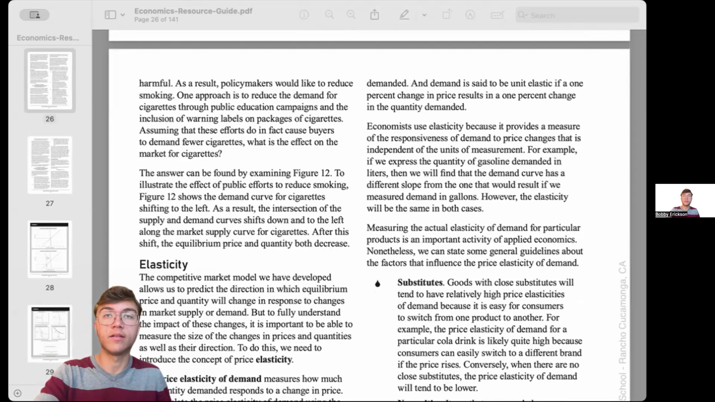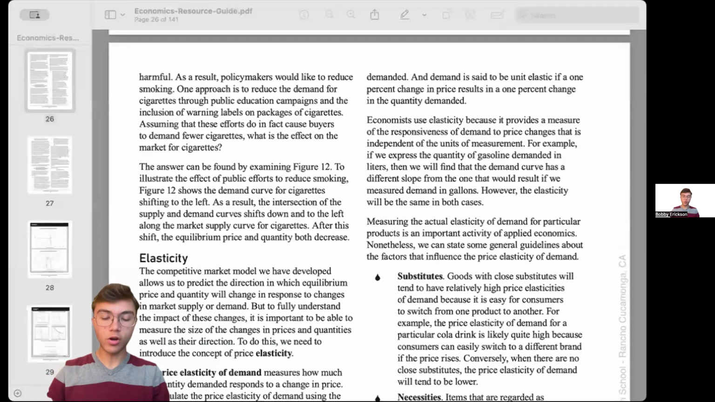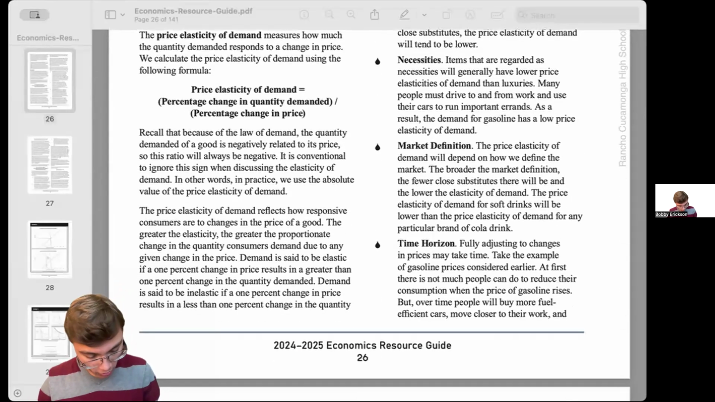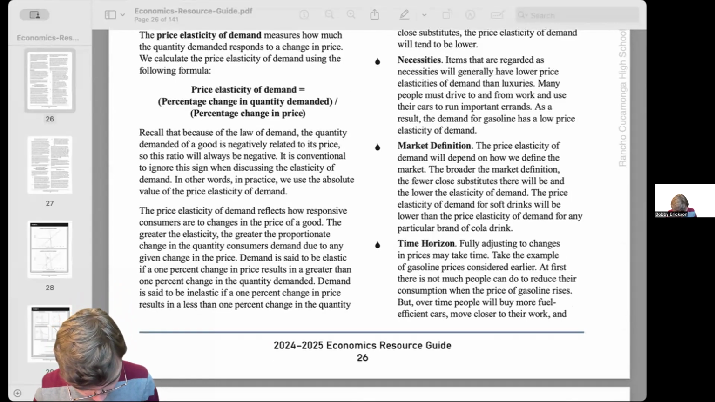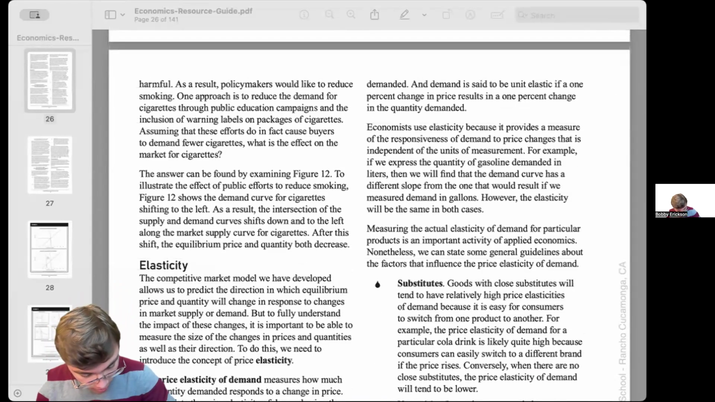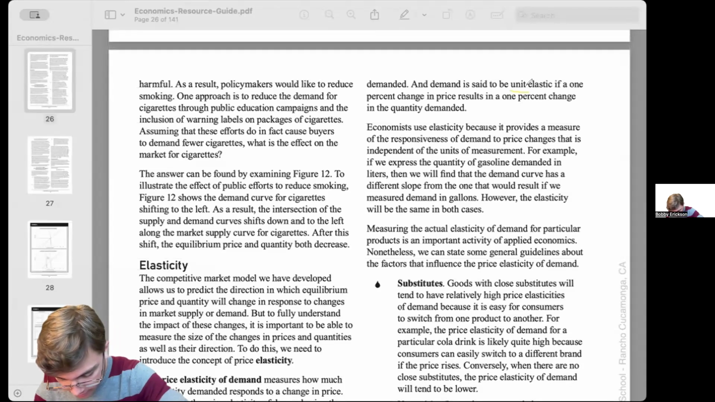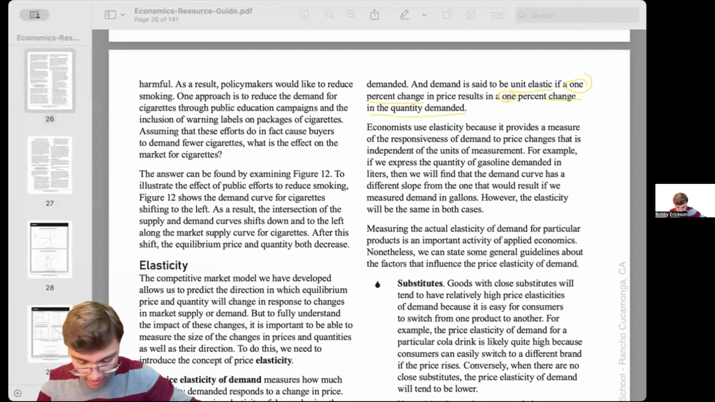we're going to have an inelastic demand. So not only inelastic demand, but there's also elastic demand here, which I kind of skipped over. A 1% change in price results in a greater than 1% change in quantity. So that's elastic. And then if we go up here to unit elastic, that's if a 1% change in price results in a 1% change in quantity demanded. So percent for percent, it all changes up.